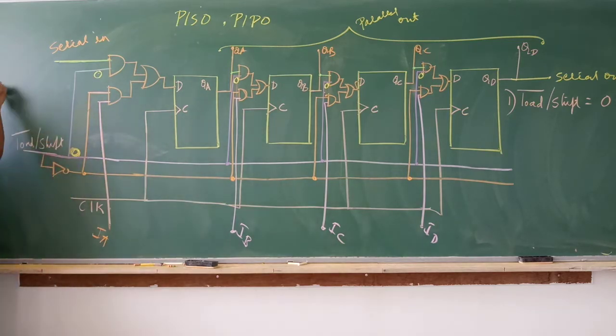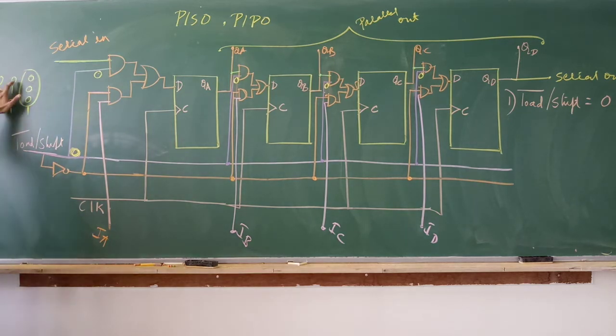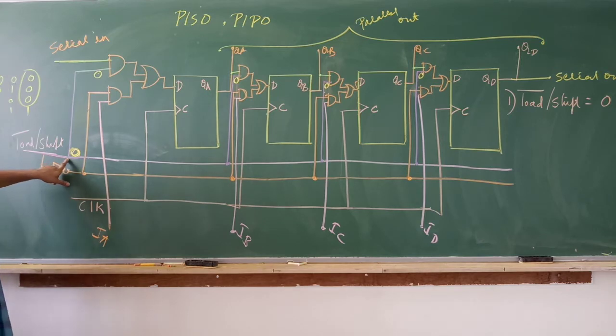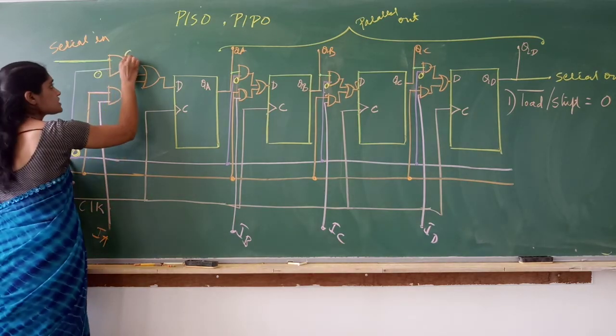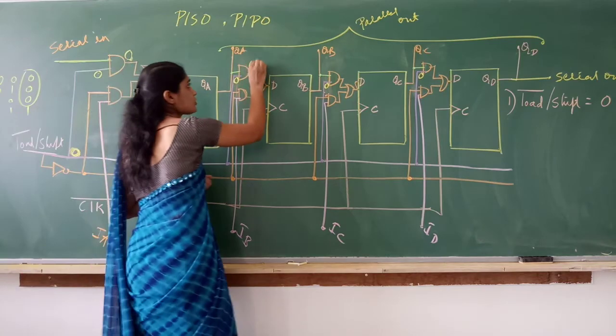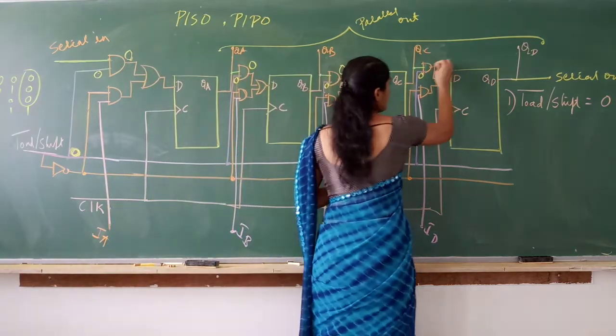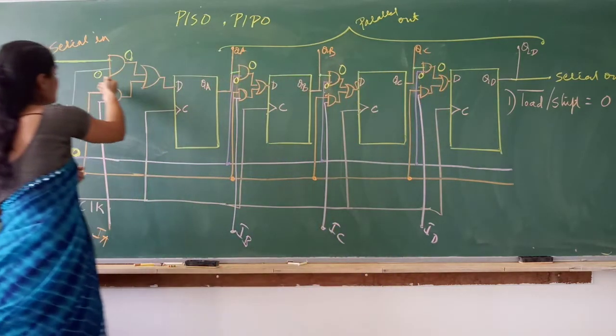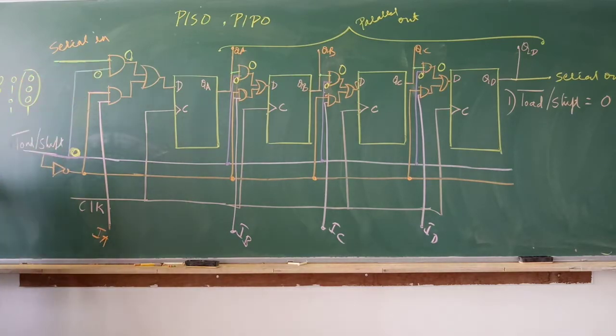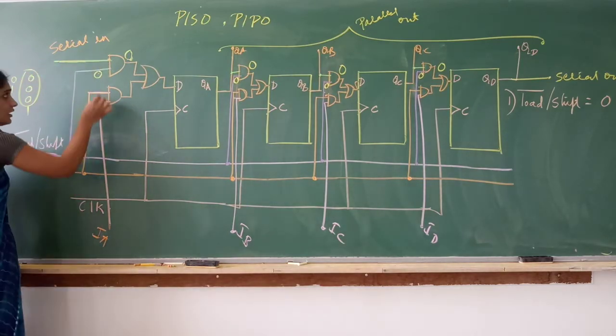So now, what happens to the output of AND gate if any one input is 0? AND gate truth table: 0 0 0, 0 1 0, 1 0 0, 1 1 1. So if any one of the input is 0, what is the output of AND gate? 0. If one input is 0, it is not depending on the other. Whether it is 0 or 1, the output is 0. So if you connect load bar shift line to 0, what happens to the output of the first AND gate? It is automatically 0. It is not depending on QC, QB, QA, QD or serial in. It is 0. Correct.